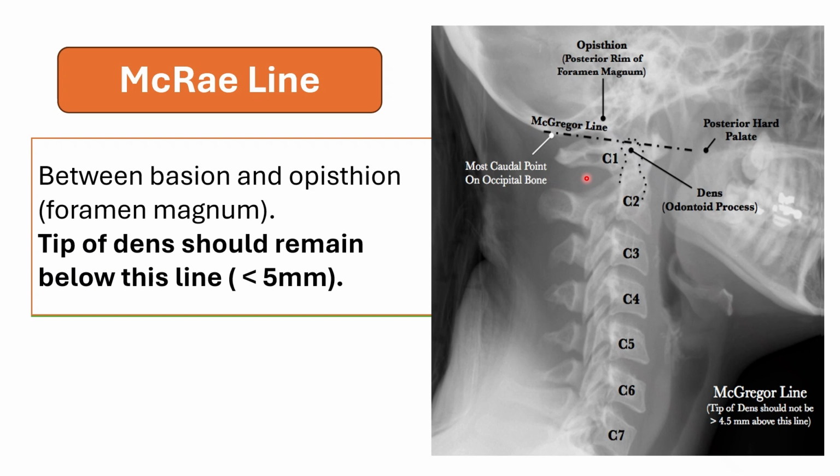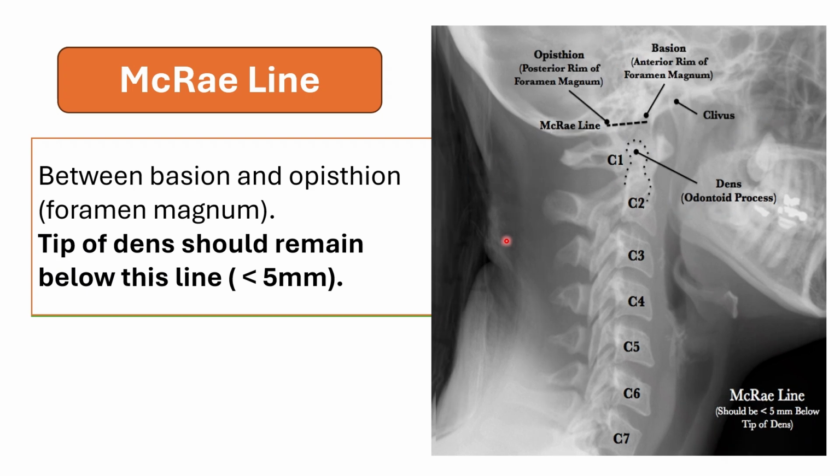Another one is the McGregor line, that is the line drawn from the posterior tip of the hard palate to the inferior most curve of the occipital bone, and the dens is just above this line. Now third one is the McRae line, in which this denotes the foramen magnum, anterior and posterior wall, basion and opisthion, and the dens is below that line. So these are the lines for the diagnosis of basilar invagination.